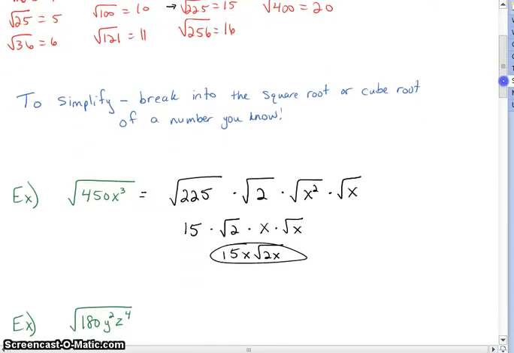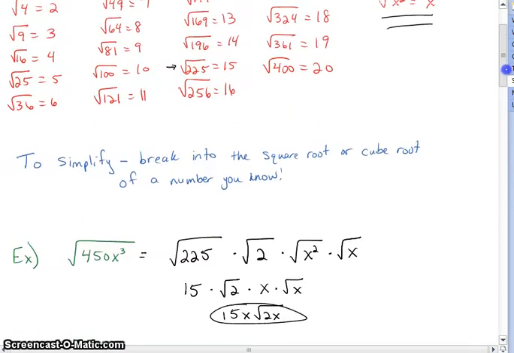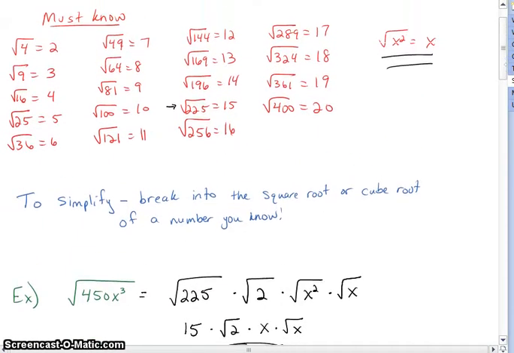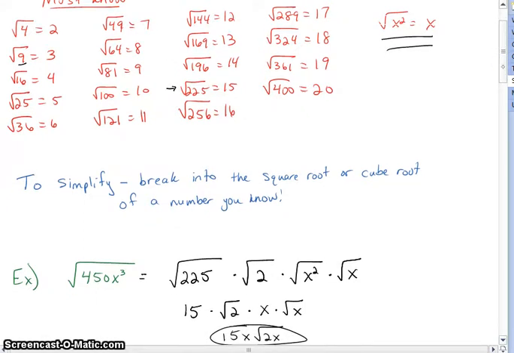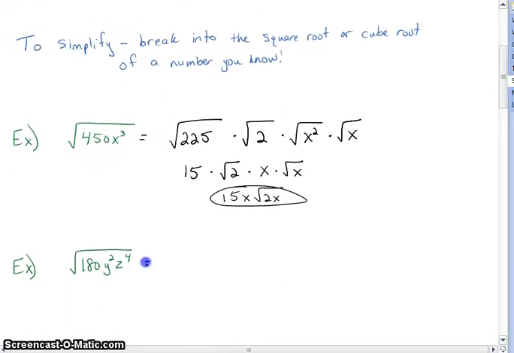Let's try another one. Square root of 180. So I'm looking at my list. Do I know the square root of 180? Nope. So what can I break 180 into? I could do 9 times 20, but that's not the largest. What would be the largest that I can break 180 into? Should be 36. So I've got the square root of 36 times the square root of 5.